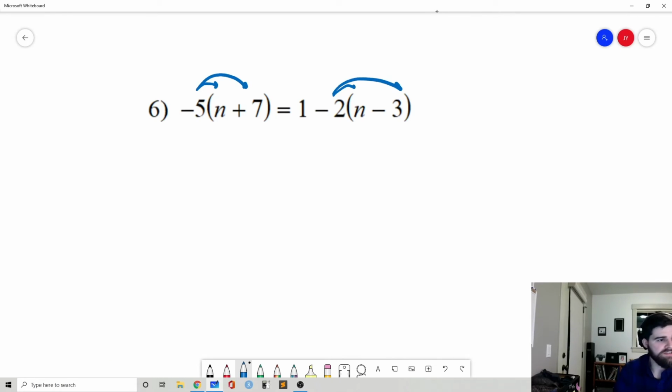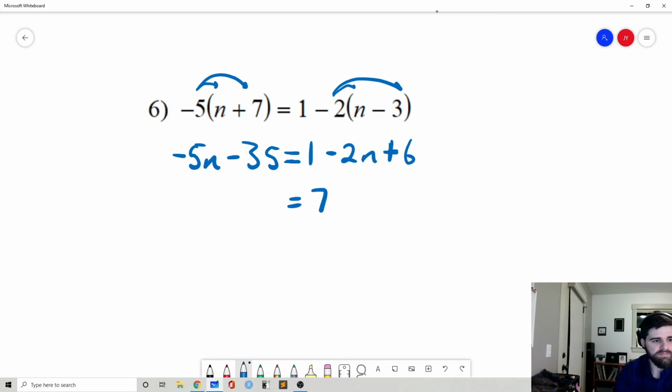All right, so the negative 5 is going to get multiplied by everything in the parentheses. Negative 2 times n, negative 2 times negative 3, negative times a negative comes out positive, right? Those same signs come out positive. All right, on the right-hand side, we've got some like terms. 1 plus 6 is 7.